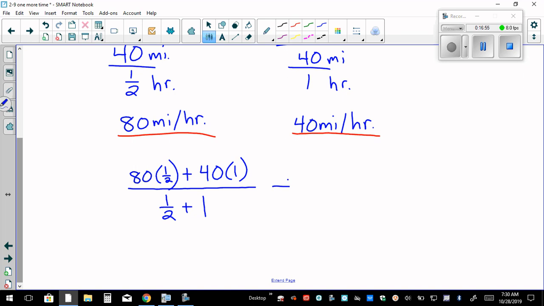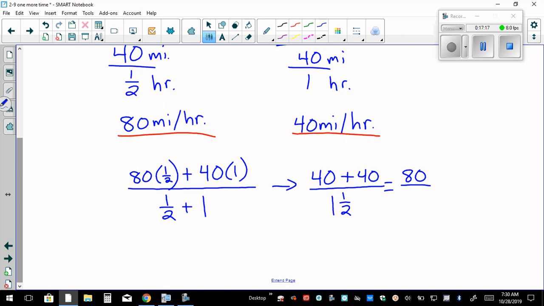If you do the math on that, 80 times 1/2 is 40, plus 40 times 1 is just 40. And we're going to divide it by the total time it took her, which is 1.5 hours to go there and come back.